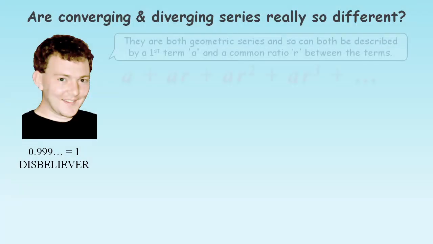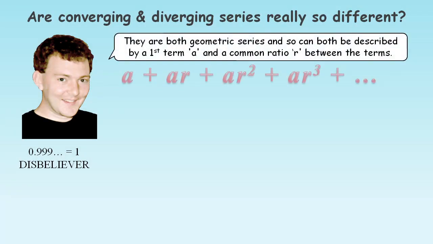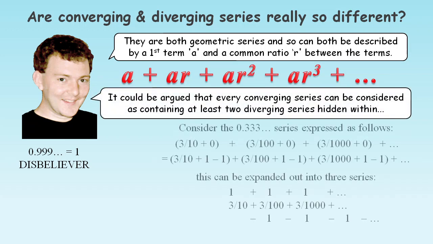All of these series are simple geometric series, and so all of them have the same structure in that they just have different first terms and common ratios. And so we stand by our argument that the shift and subtract logic is completely invalid. In fact, it could be argued that every convergent series contains a divergent series hidden within it.